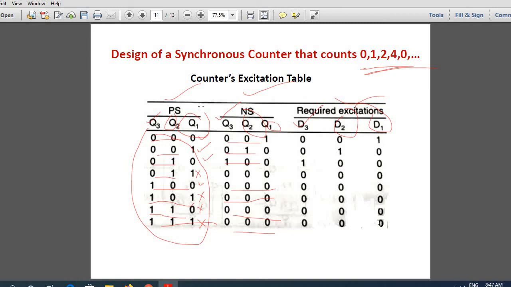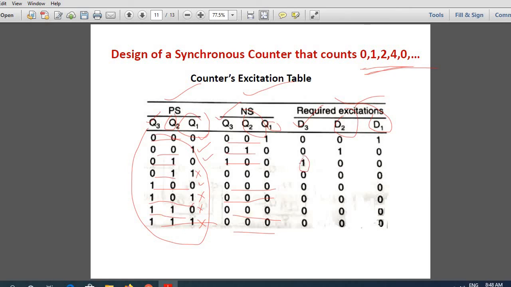So what do you actually form for K-maps? Using Q3, Q2, Q1, you will form the K-map for D3. Using Q3, Q2, Q1, you will form the K-map for D2. Using Q3, Q2, Q1 again, you form the K-map for D1. But look here, I'm taking these as my inputs, Q3, Q2, Q1, but this is my output. If I need to form an SOP expression, only one term is 1, all the others are 0. Here also, only one term is 1, all the others are 0. For D1 also, only one is 1. So how can you read? You can read this directly.